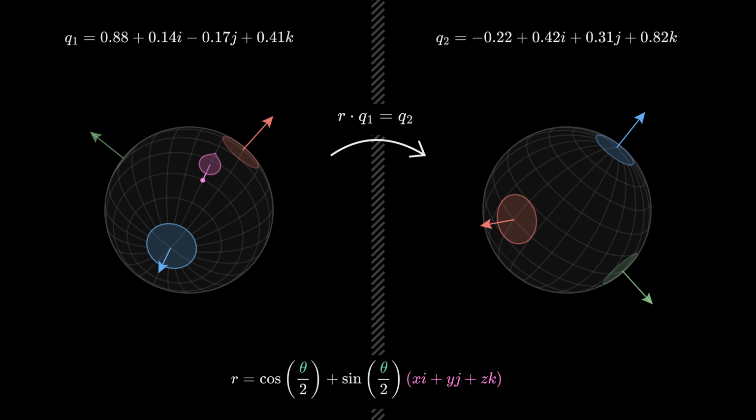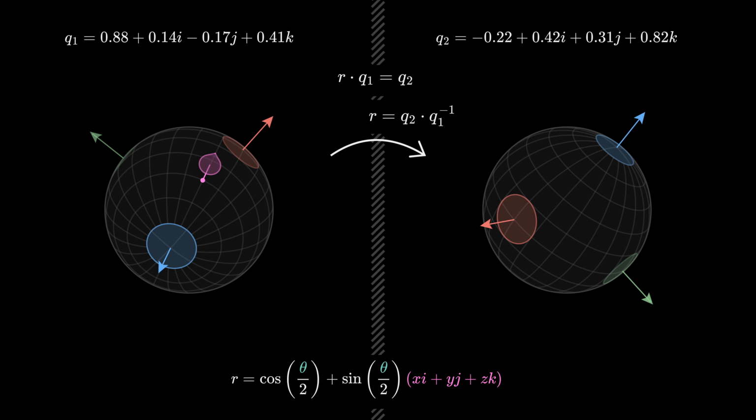To do this, multiply both sides by the inverse of q1. And as a result, the rotation is equal to q2 multiplied by the inverse of q1. This is the unit quaternion which rotates between the two orientations.